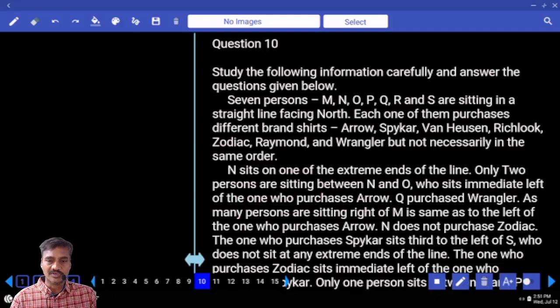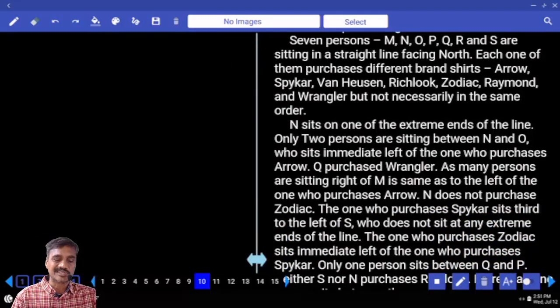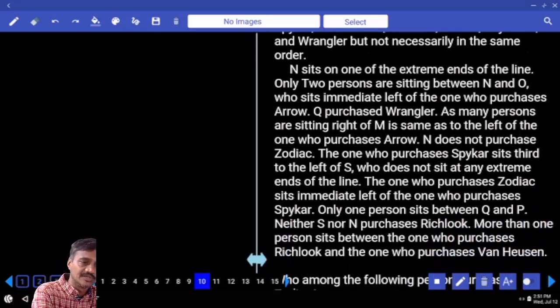Now in this puzzle, how many persons are there? 7 persons, sitting in a row facing north. Each one of them purchases a different brand: 7 persons, 7 different brands. All the persons are facing north.